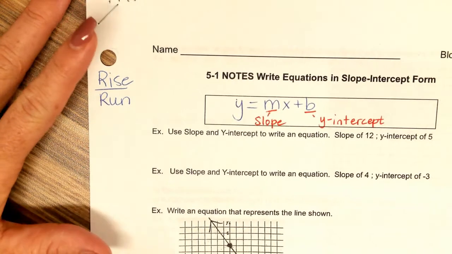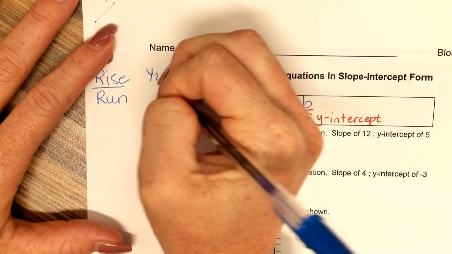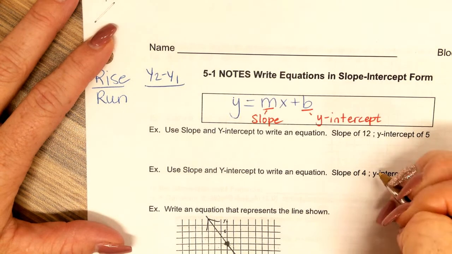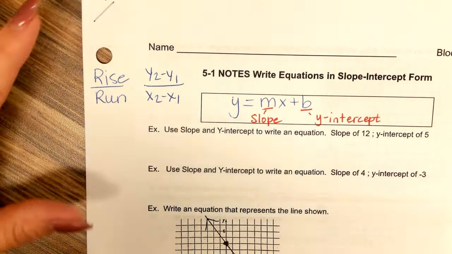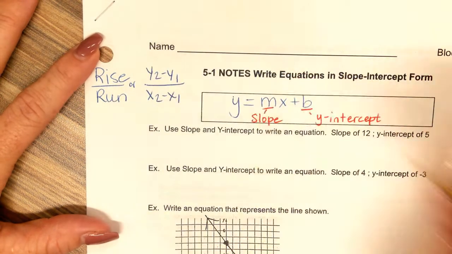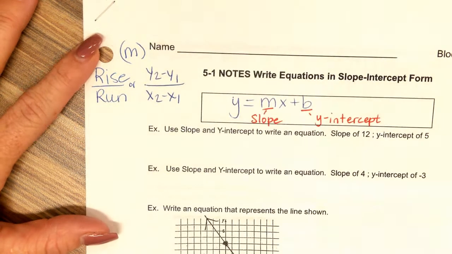Does anybody remember the other way? It's a formula. y2 minus y1 over x2 minus x1. So that's the slope formula. Either one of these can be used to find the m piece.